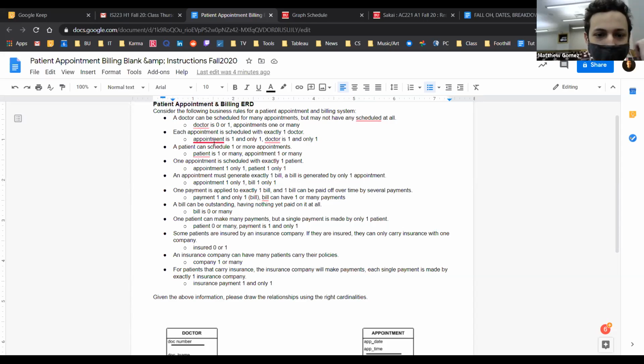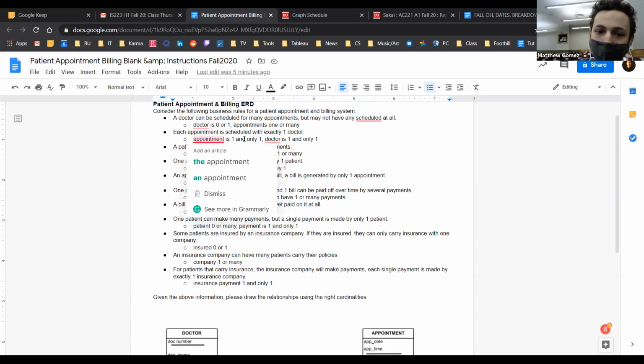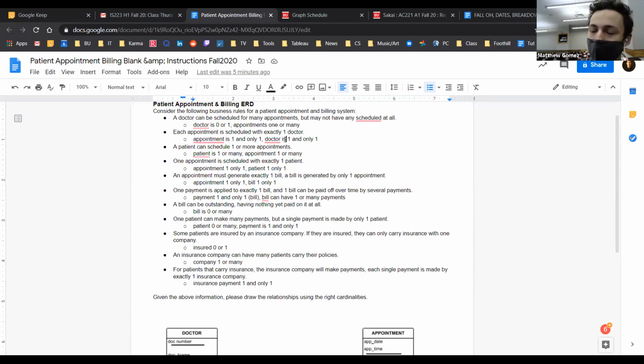The next one, so each appointment is scheduled with exactly 1 doctor. So for any given appointment, that is 1 appointment, so 1 and only 1, and then there is 1 doctor for that appointment. Right. So also 1 and only 1. A patient can schedule 1 or more appointments. They can do as many as they want. So that would be 1 or many, and the appointments themselves are also 1 or many.